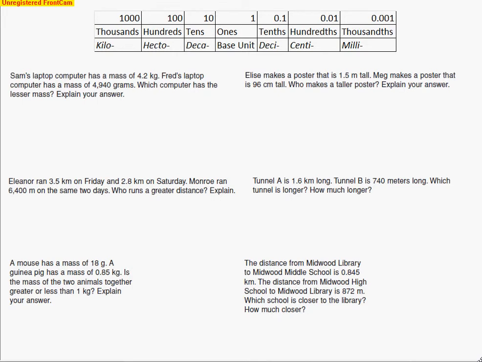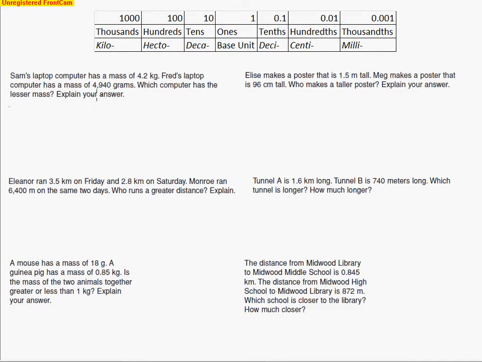This is a continuation of Chapter 4, Section 9, Metric Measurements, and this is where we actually compare some different units, and we'll have to do some unit conversion to compare these different numbers that we're dealing with. So it talks about Sam's laptop computer has a mass of 4 2/10 kilograms. Fred's laptop computer has a mass of 4,940 grams. Which computer has the lesser mass?